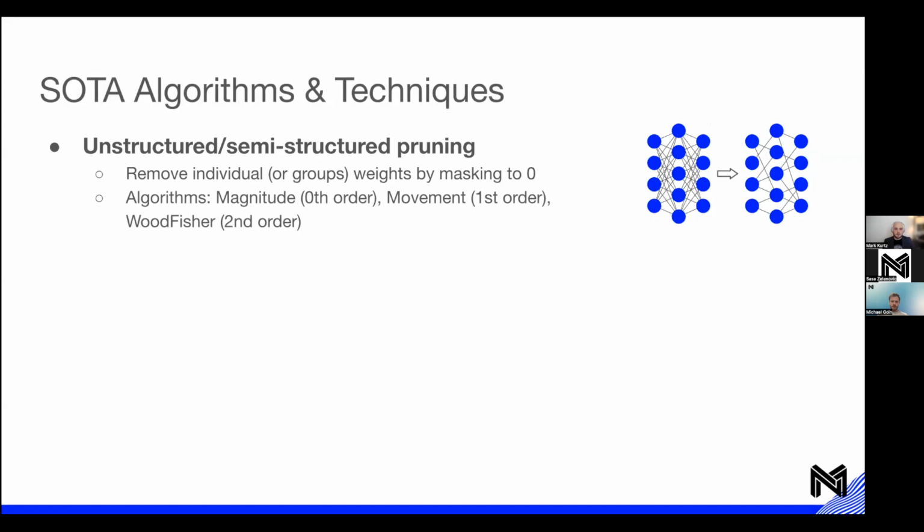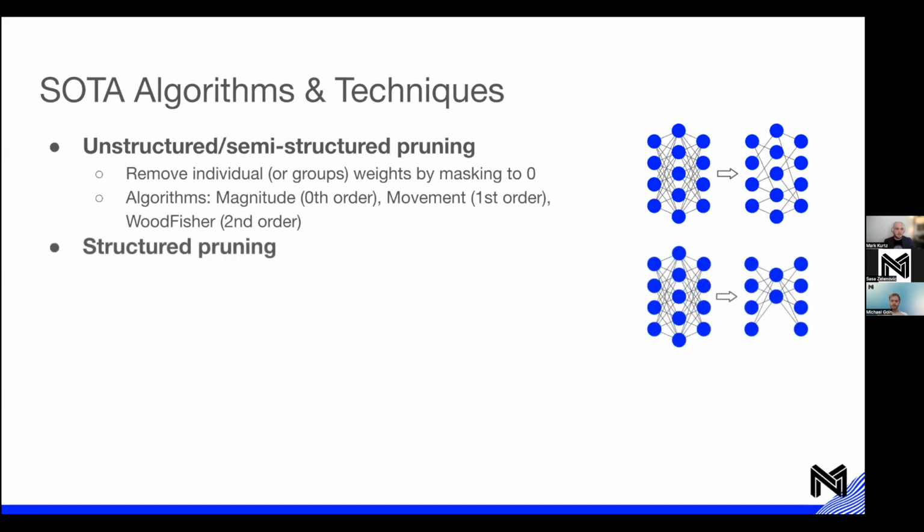And then going through the algorithms a little bit, there's magnitude pruning, which just looks at how far away each weight is from 0, and prunes the ones that are closest. We have movement pruning, which is a first order technique, which combines gradient information with the weights and prunes the ones that are actually moving towards 0. And then we have Wood-Fisher, which actually came out of collaboration with Neural Magic and IST Austria with our research scientist, Dan Alistar, which looks at second order information. So it's actually calculating how much each weight affects the loss function and then pruning away the ones that affect it the least.